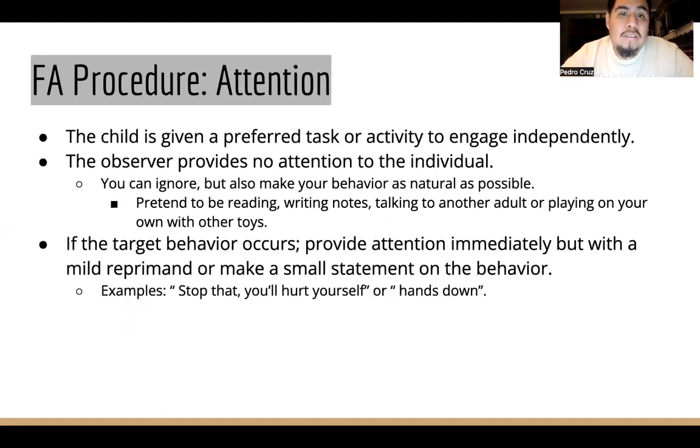Now, in the attention condition, the child is given a preferred task or activity to engage in independently. That means they're able to do it without our assistance. They're able to play by themselves. The observer provides no attention to the individual. You can ignore, but also make your behavior as natural as possible, meaning pretend to be reading a book, pretend you're writing your notes, talking to another adult, or playing on your own with other toys. If the target behavior occurs, provide attention immediately, but with a mild reprimand, and make a small statement on the behavior. For example, "Stop that, you'll hurt yourself," or "Hands down."